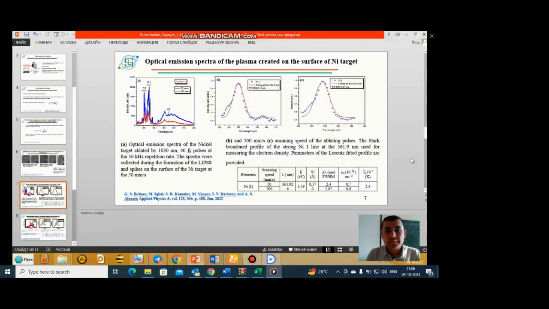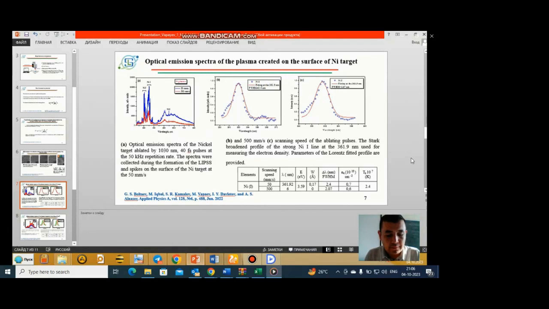Optical emission spectra of the plasma created on the surface of the nickel target. The optical emission spectra of the nickel target ablated by 1030 nanometer, 40 femtosecond pulses at the 50 kHz repetition rate. We analyze spectral lines of the ionic transition for the calculation of the plasma parameters.